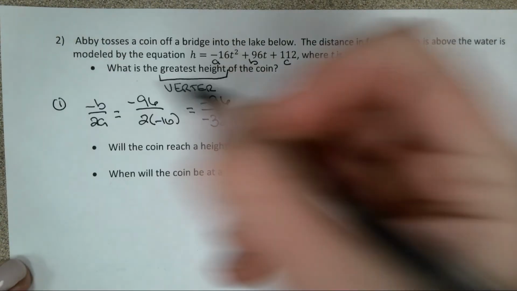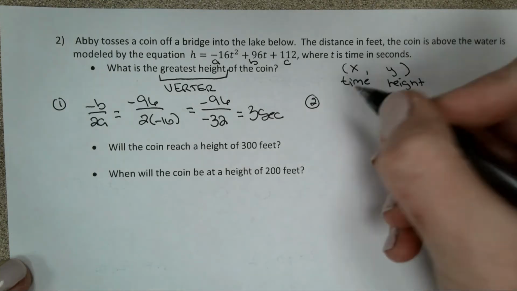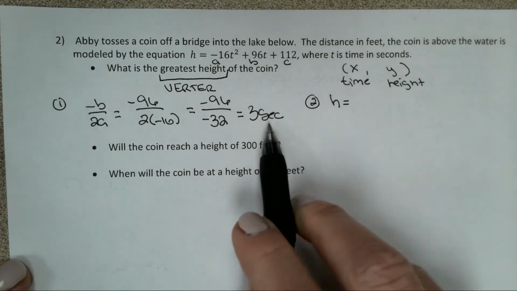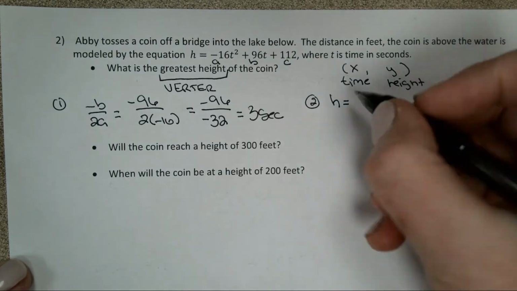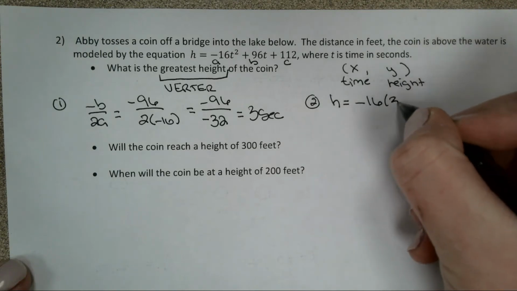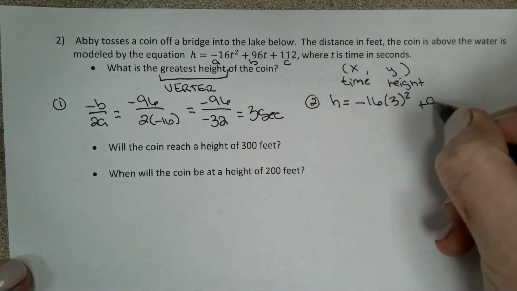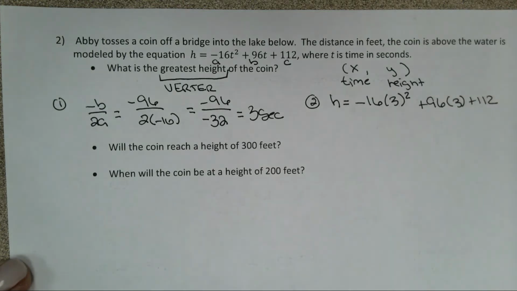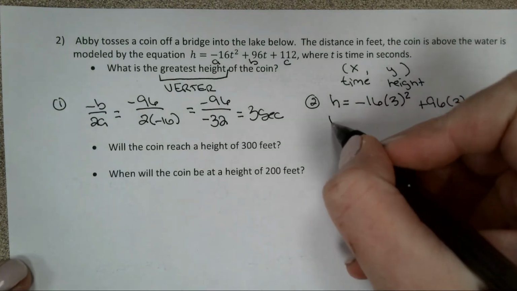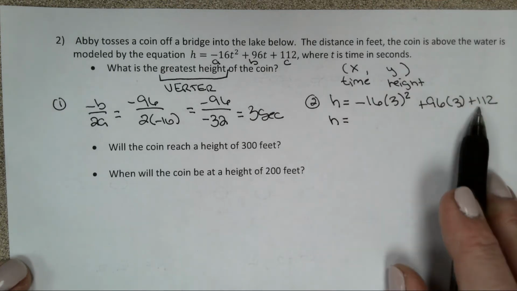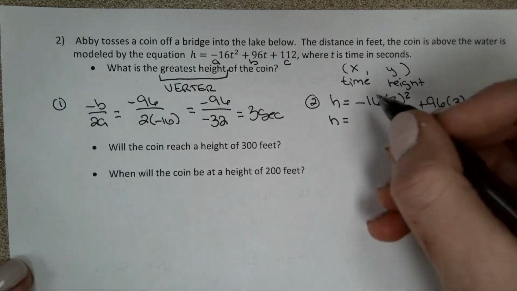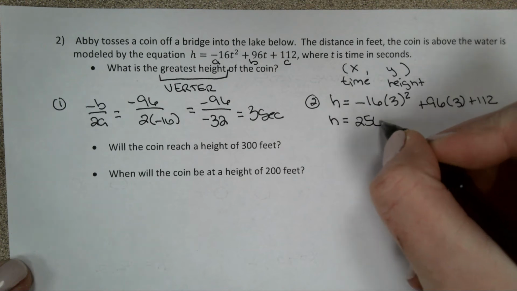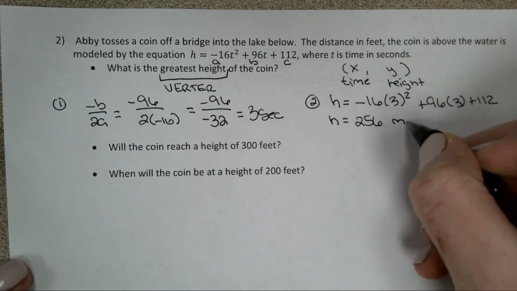All right, so there's step 1. Step 2, find the height. So I'm just going to plug 3 in place of those 2 t's. Negative 16 times 3 squared plus 96 times 3 plus 112. I ran these numbers in my calculator and I got 256.